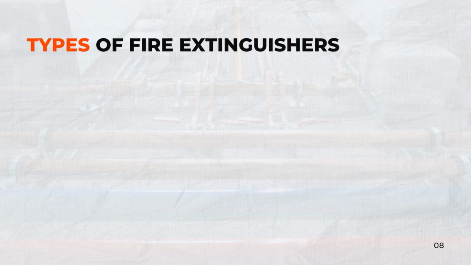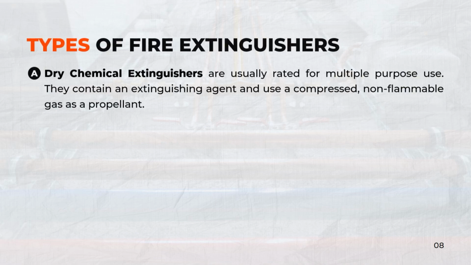Types of fire extinguishers. Dry chemical extinguishers are usually rated for multiple purpose use. They contain an extinguishing agent and use a compressed, non-flammable gas as a propellant.